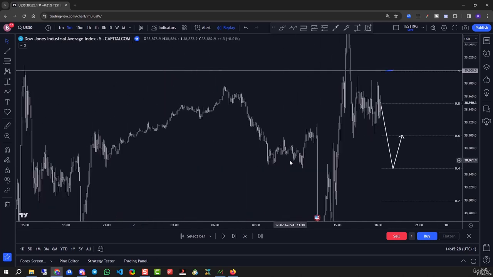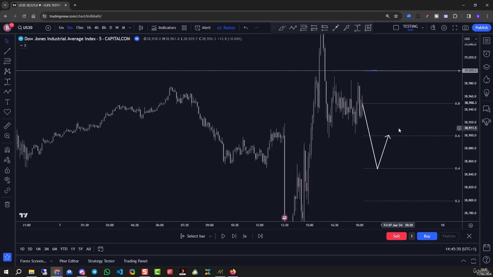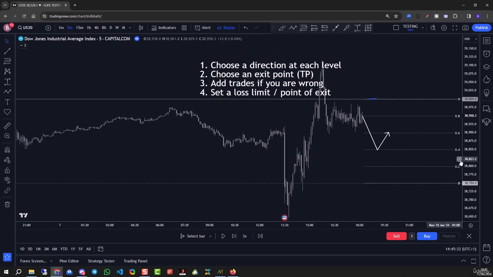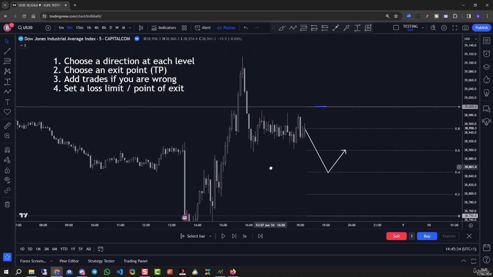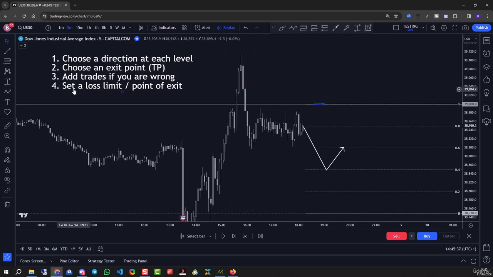Now then, let's have a look at point number 4. Where has it gone? There it is. Okay, so point number 4, so let me sort my chart out, is to set a loss limit or a point of exit. So what's a loss limit? Well, a loss limit can be in dollars or it can be in percentage. So let's have a look at a dollar limit first, okay?